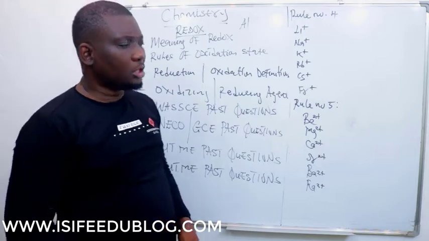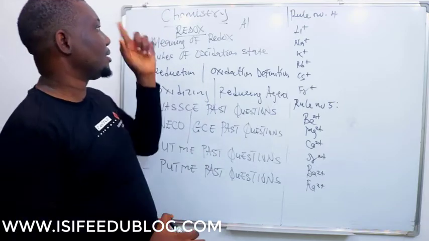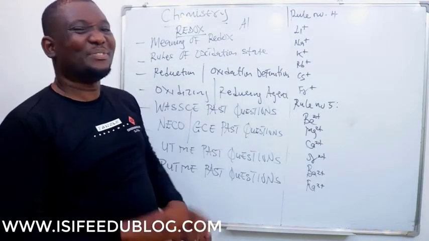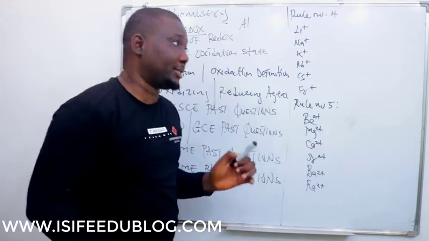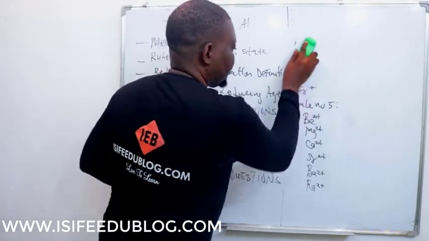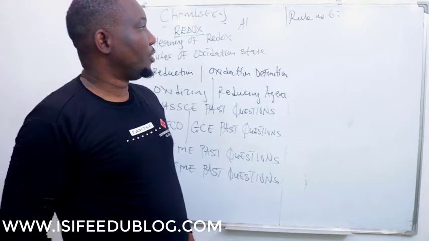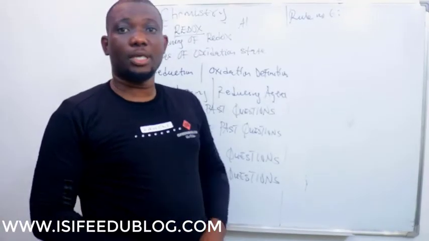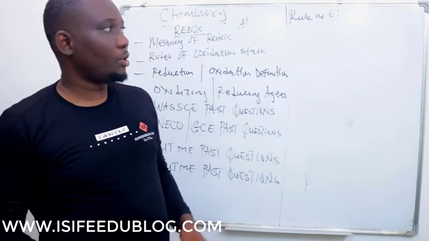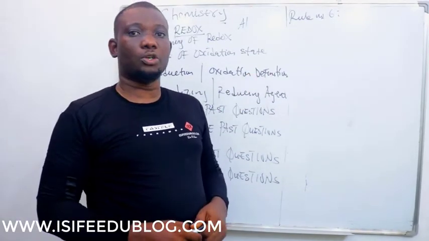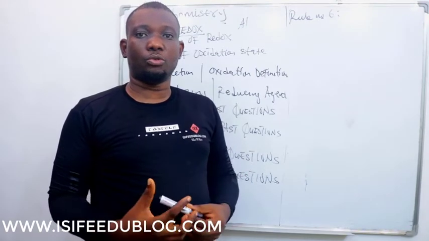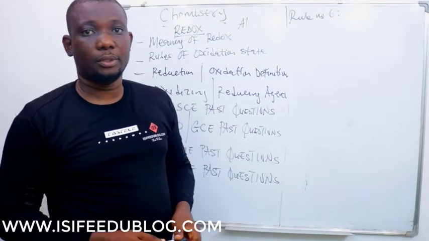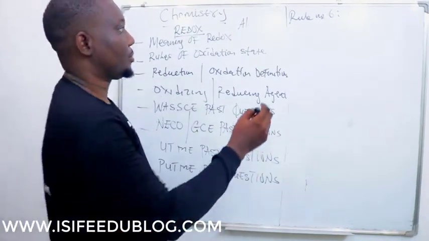Rule number 6 is very, very significant as far as redox reactions are concerned. It's one of the important rules. And why it is important is because it has to do with charged particles. The sum of the oxidation states of a charged particle or ion is equal to the charge on the ion. I'll give you an example here.